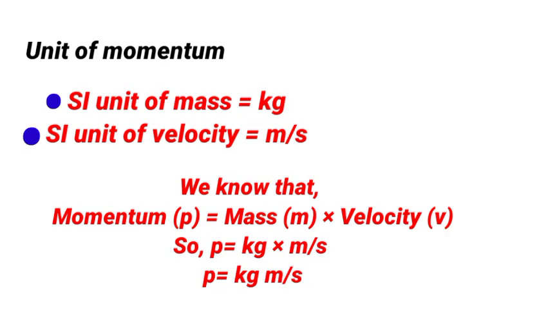Unit of momentum. SI unit of mass equals kilogram. SI unit of velocity equals meter per second. We know that momentum equals mass into velocity. Here mass is in kilogram and velocity is in meter per second. So the unit of momentum equals kilogram meter per second.